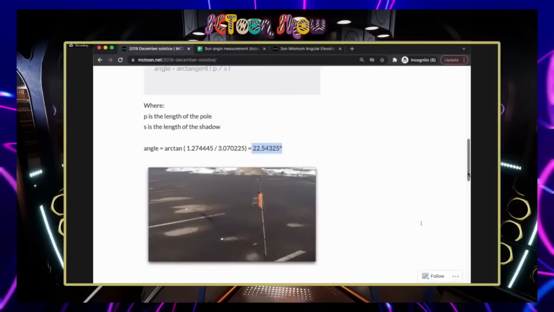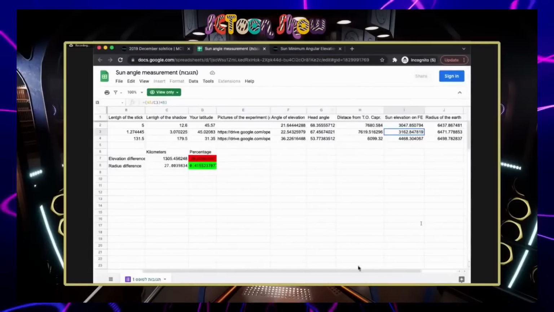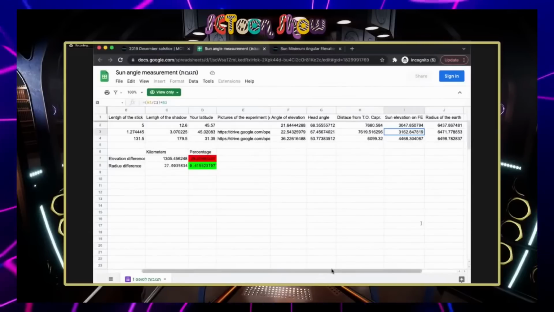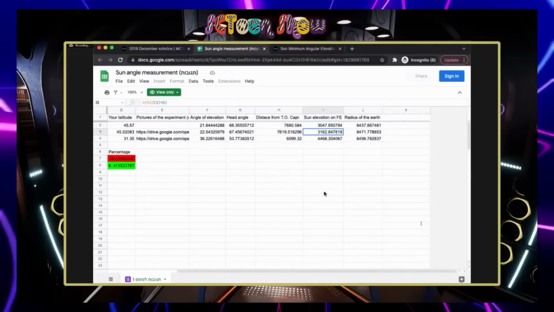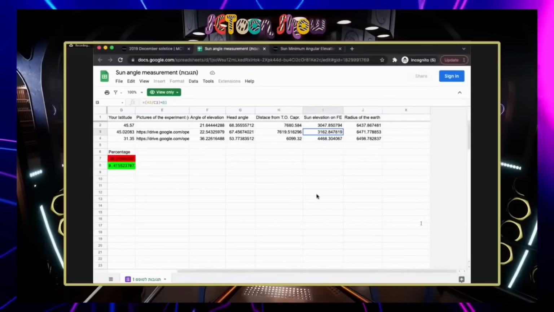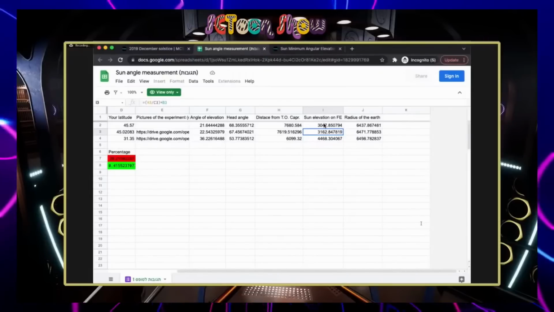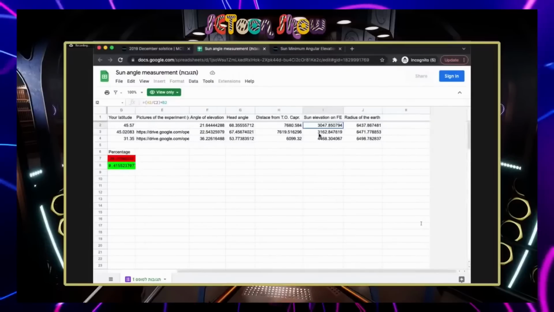22.54 degrees is the angle. So that went in. There were two others of us that did it the same day, not the same time, since solar noon is different for everybody. I got an elevation of the sun of 3,162 miles. Now, somebody else on the same day got an elevation, assuming flat Earth.